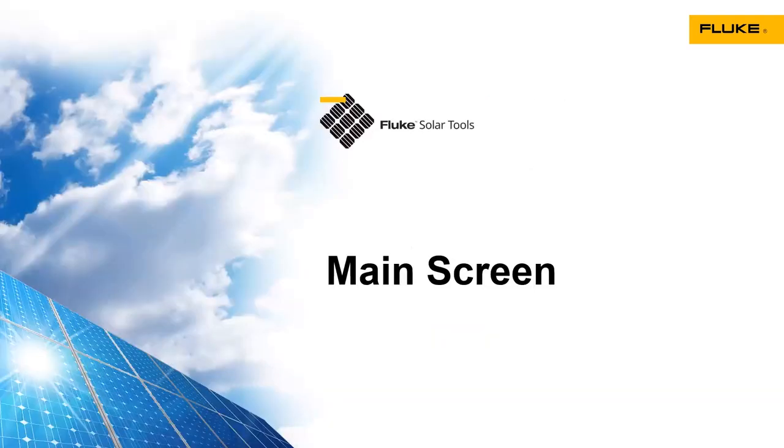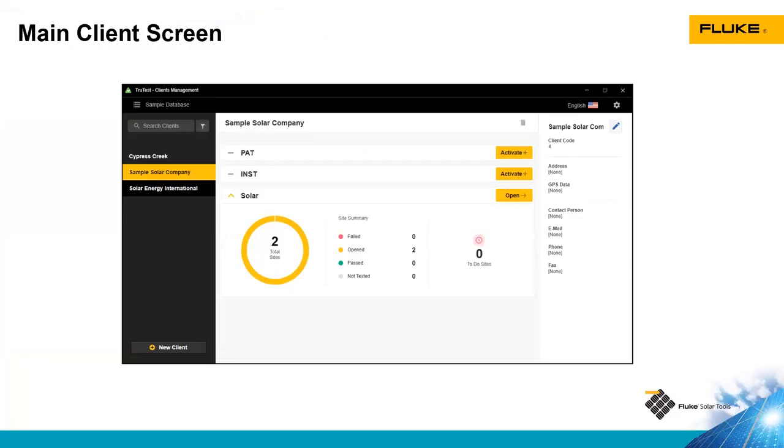Let's take a look at the main screen. This is the first thing that you'll see when you log into TruTest. Here I have a list of clients on the left-hand side. I have 3 clients in here. You can add a new client by clicking the Add New Client button at the bottom left there.